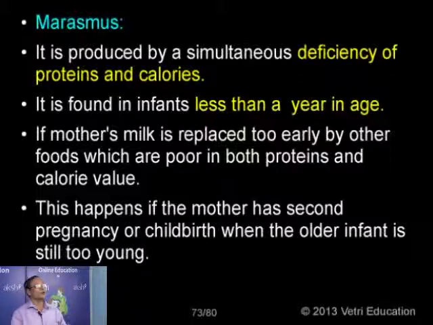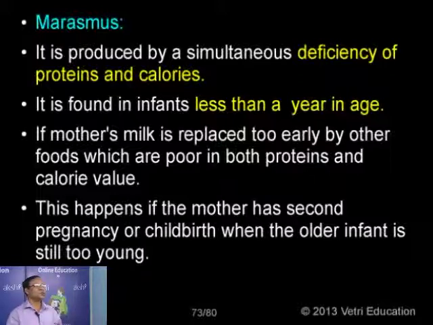The second one, what we have is kwashiorkor, above 1 year of age, and this one is less than 1 year of age. So what is the reason for that one? The main reason is the mother is not feeding the infant. If the mother's food, or what is called the mother's milk, is replaced by a food or a diet which contains low calorie value, which contains low protein. This is very common normally if the mother is having the second pregnancy or the second child while she is not looking into the child which is already there, the first child, the old child.